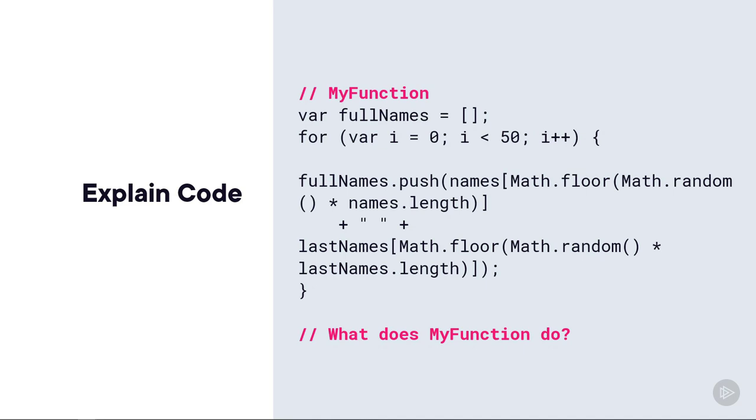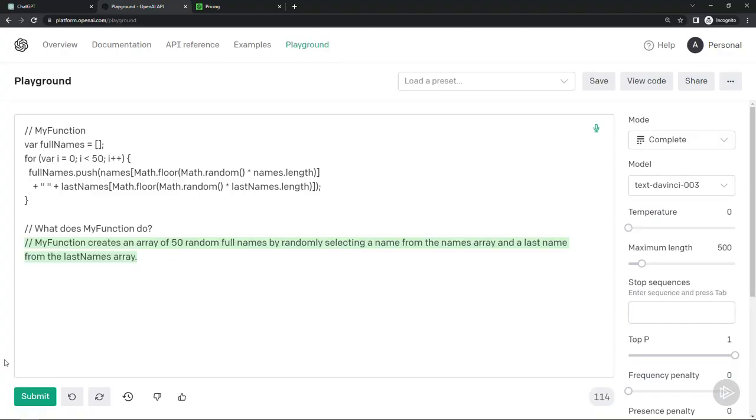We saw earlier that you can use a model to explain things, and code is no exception. Here we're using comments again, saying this is my function, and then comments at the end asking what does this function do. This can be super helpful if you're taking over somebody else's code base, or you found some code on Stack Overflow or something, and you need an explanation.